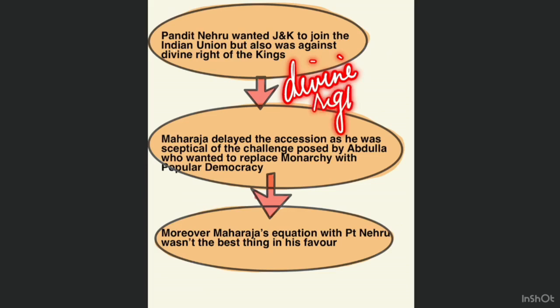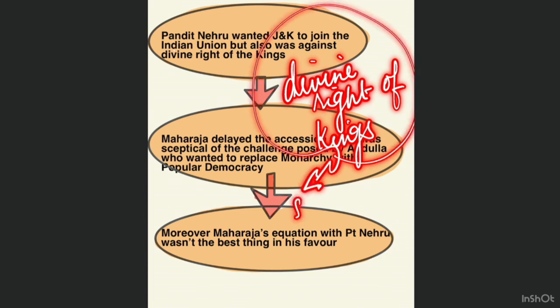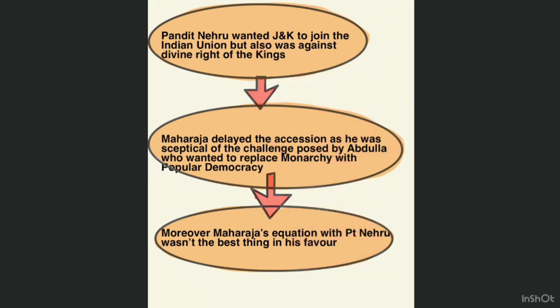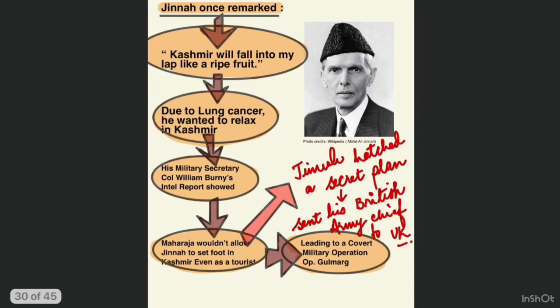So he was not in favor of the divine right of kings. He was never in favor of that. At the same time, Sheikh Abdullah's democratic approach was also Maharaja's big challenge. So at this time, Maharaja was in a catch-22 situation.